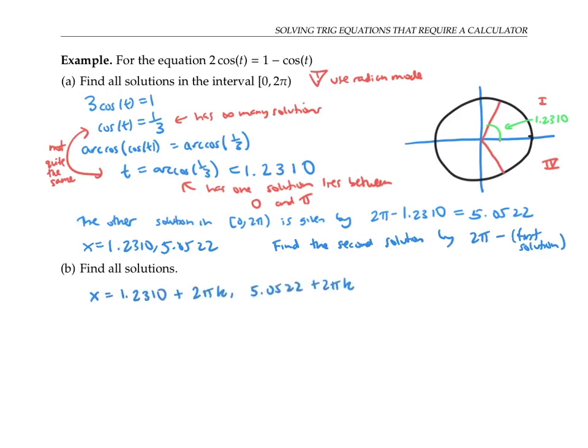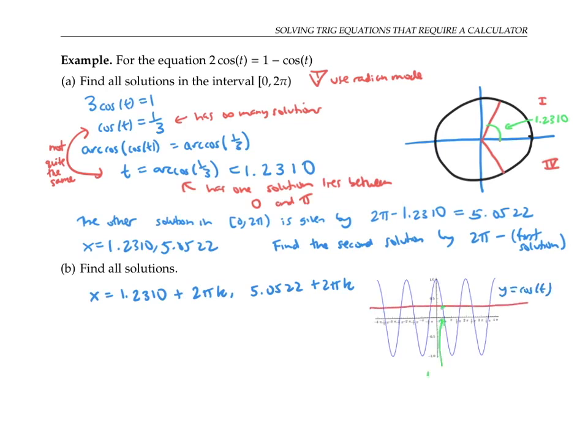It'd be helpful to look at this solution graphically. To solve our equation cosine t equals 1/3, we want to know where this graph of y equals cosine of t intersects the horizontal line at y equals 1/3. This intersection point here corresponds to our first solution of 1.2310 radians. This intersection point here corresponds to our second solution. Notice that it occurs at a t-value that's 2 pi minus this t-value here. And all the other intersection points correspond to those first two intersection points shifted over by multiples of 2 pi.